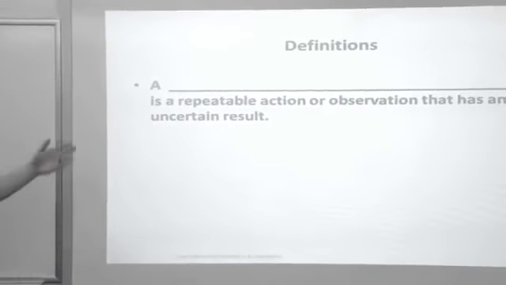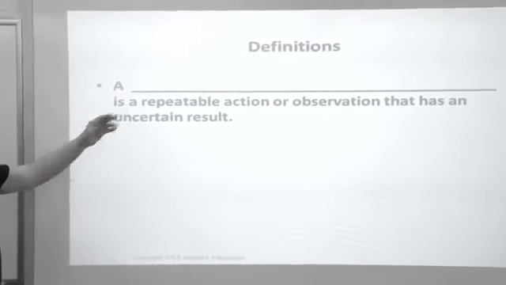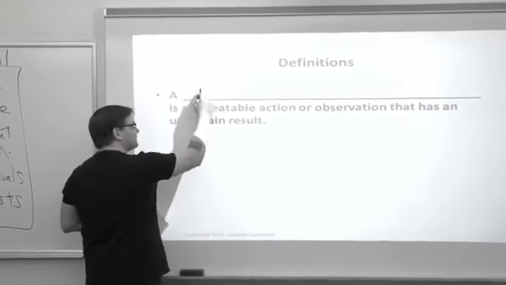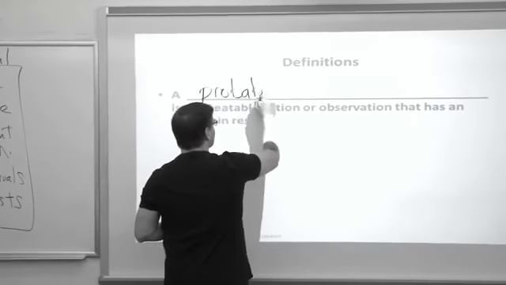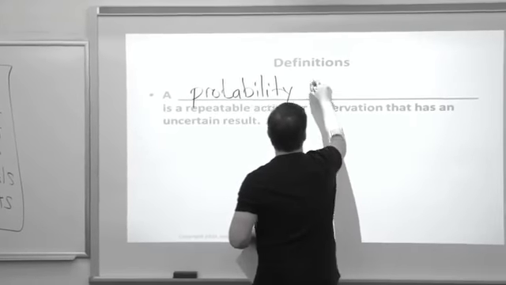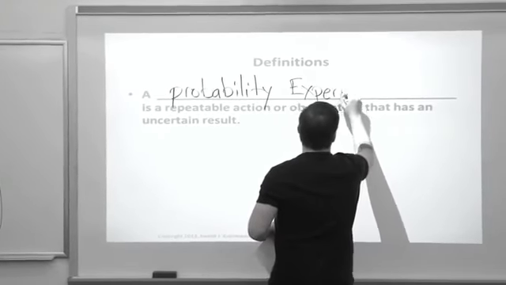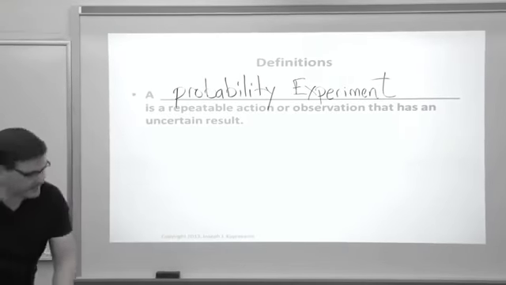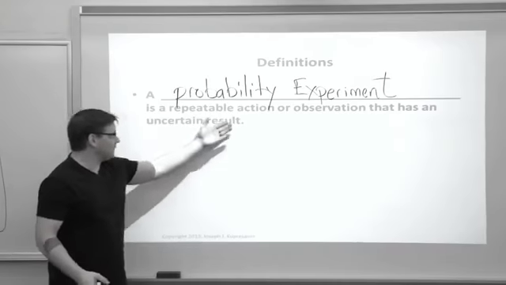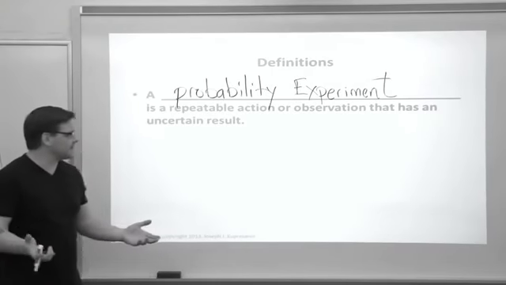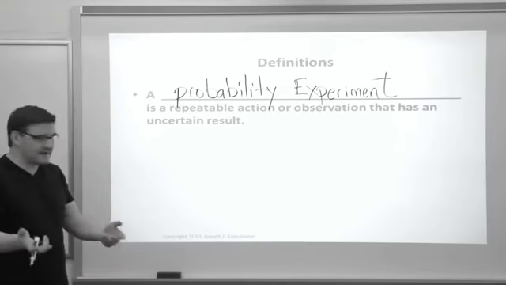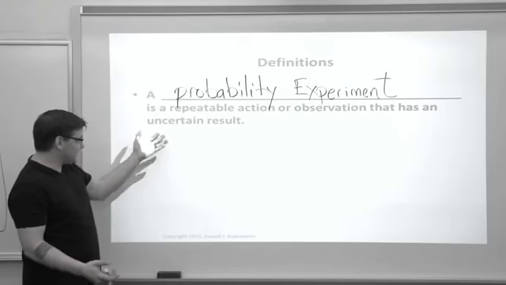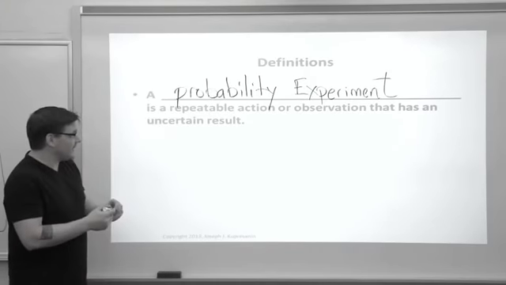All right, definitions. Let's see if I can remember what I was thinking here. A probability experiment is a repeatable action or observation that has an uncertain result. A really simple classical example is if you flip a coin, who knows if it's going to come up heads or tails? Flipping a coin is repeatable. The result, heads or tails, is uncertain. So that would be a probability experiment.